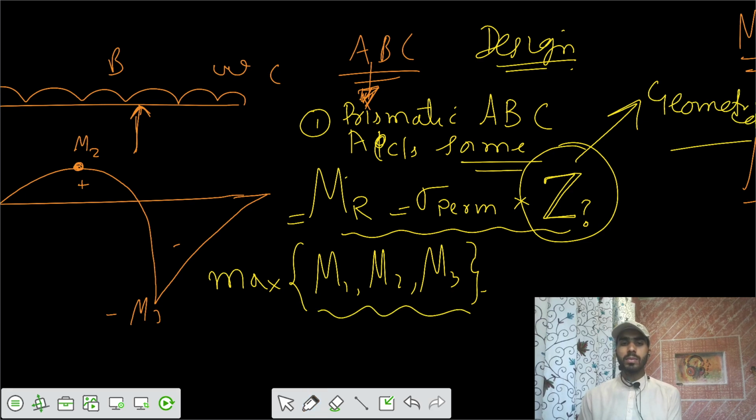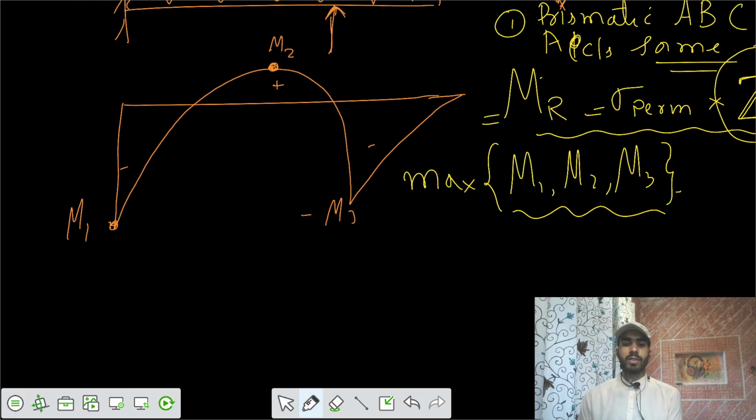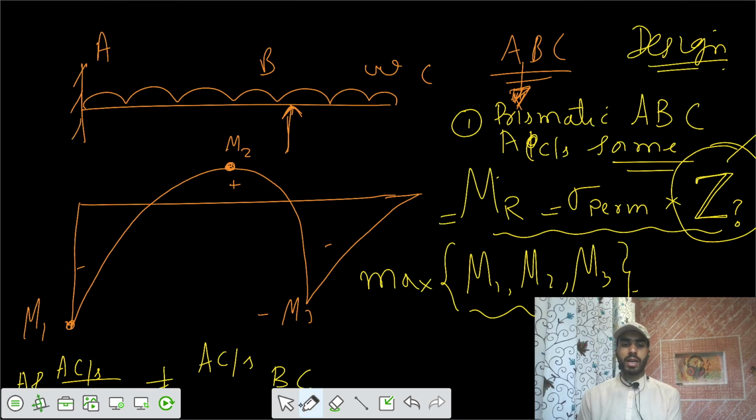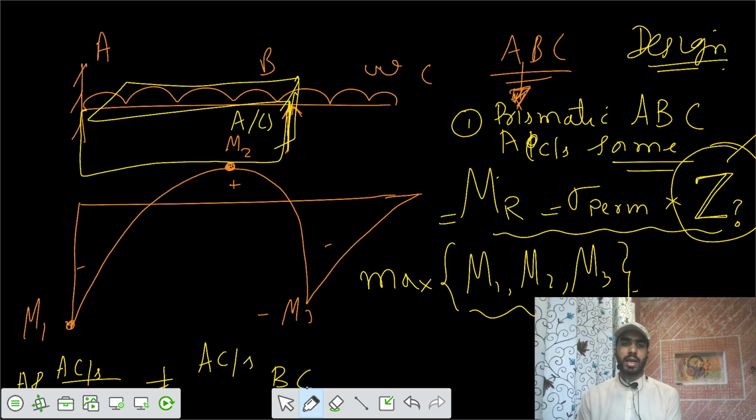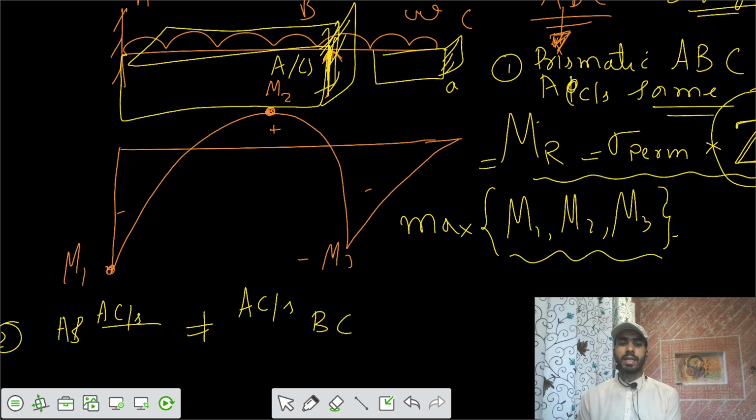Now for the second case, if you say that I want the area of cross section for AB to be different from the area of cross section for BC. So I want a certain area of cross section here, and similarly a small cross section here, a small a. So I want a different cross section. How can I design this?